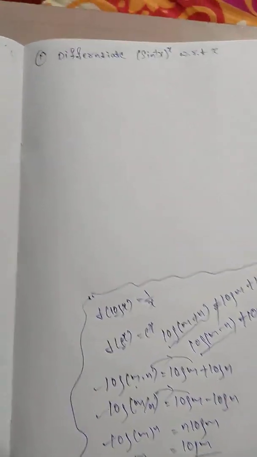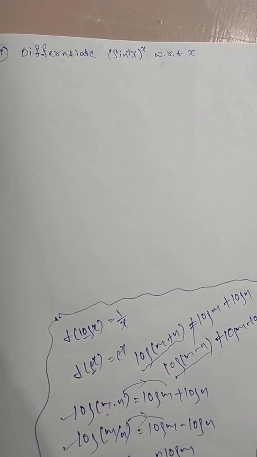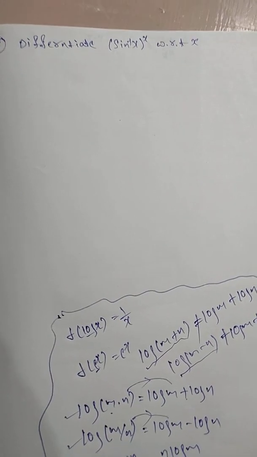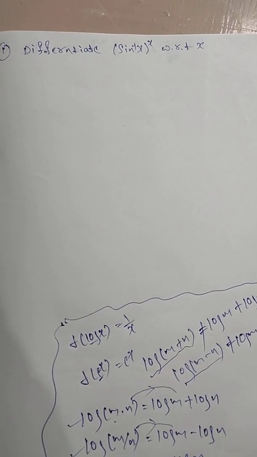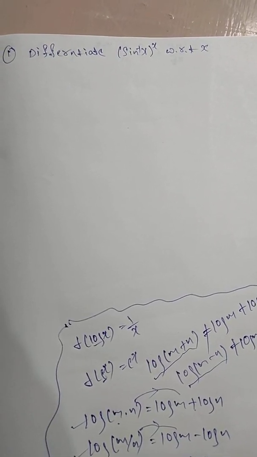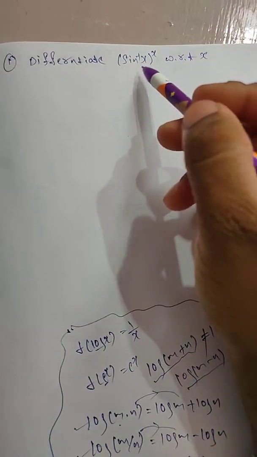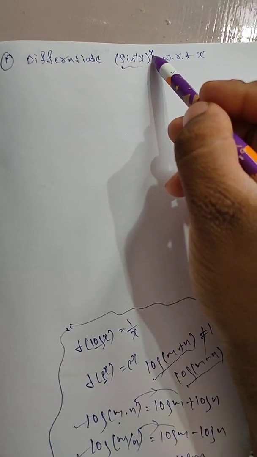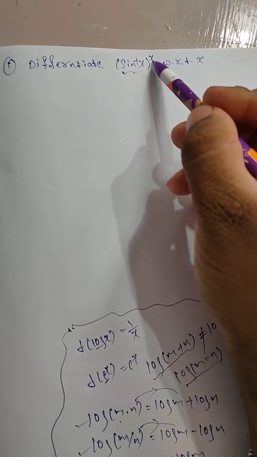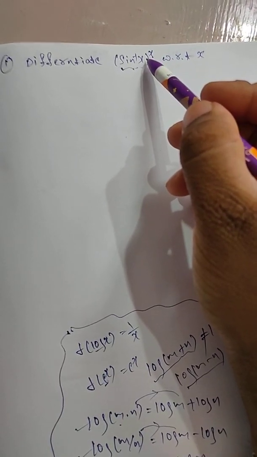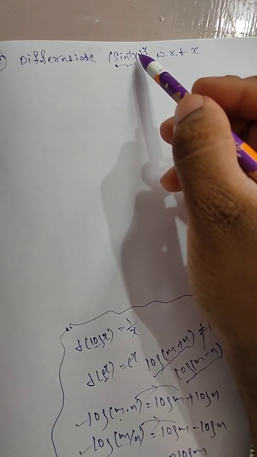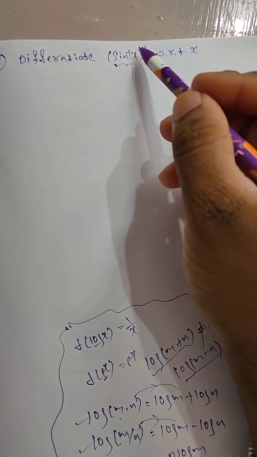Shall we solve this problem? Differentiate sin inverse x to the power of x with respect to x. This problem was given as homework for you, so I am redoing it. To differentiate this type of problem, we make use of logarithms. Why do we use the logarithm here? It is a function to the power of a function. The base is also a function and the power is also a function. We can't differentiate this function directly, so we need to apply the log.